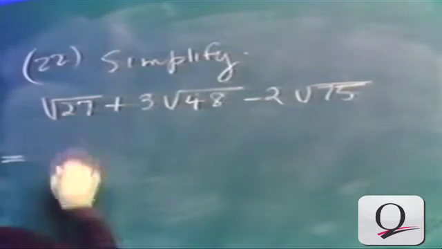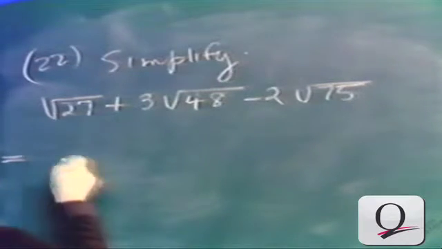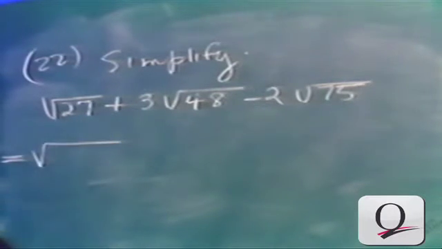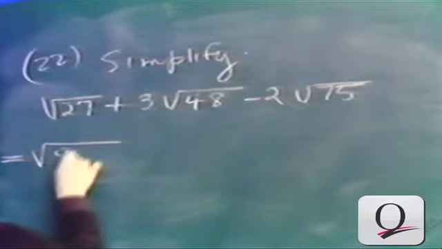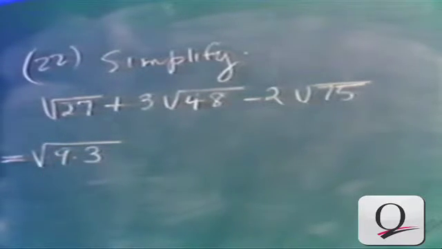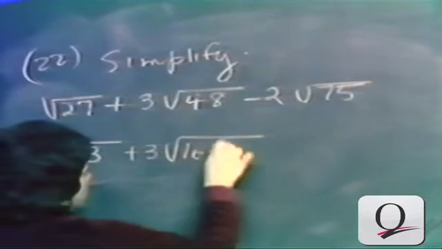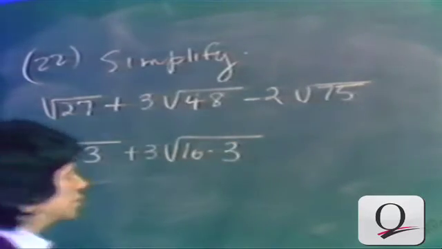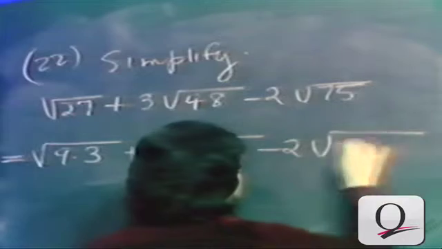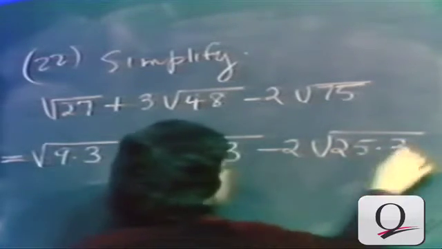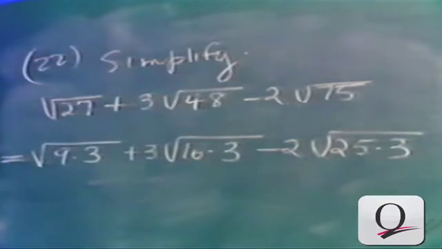So we're going to look to pull out the perfect squares in each instance. You can think of 27 as 9 times 3, where 9 is a perfect square, and 48 can be written as 16 times 3, where 16 is a perfect square, and 75 as 25 times 3. In each case, we have pulled out the perfect square factors.